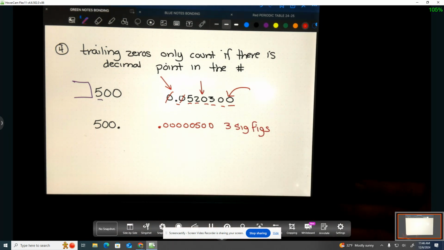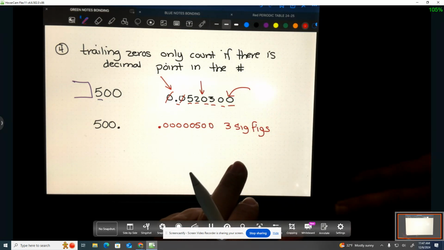Now we know how to figure out how many significant figures we have. You with me, Rob? Yep. Okay. The next thing we're going to do is add and subtract.